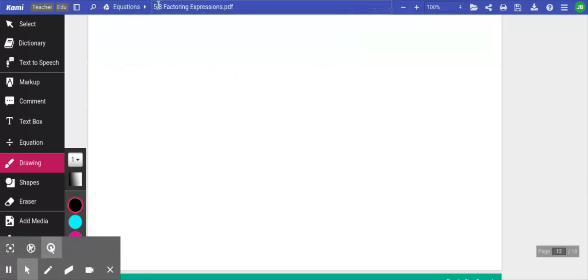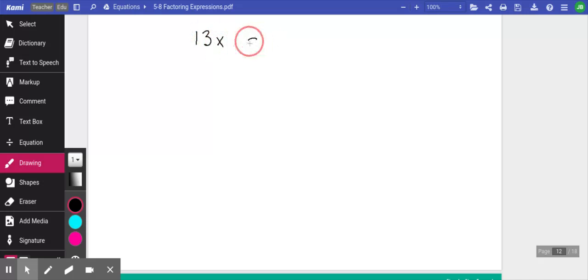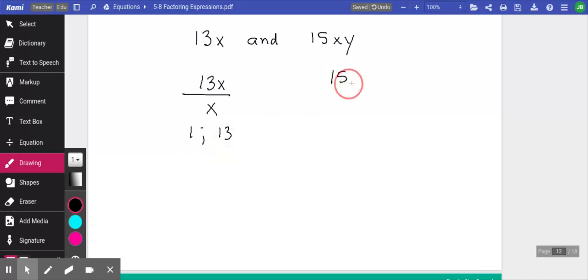Now, I want to share one with you. Let's imagine that we had 13x and 15xy. If I wanted to find the GCF between these terms, I would list my terms just like I've been. So 13x has the variable x, and then it has 1 and 13, but those are the only factors. And 15xy would use x, y, 1, 15, 3, and 5.